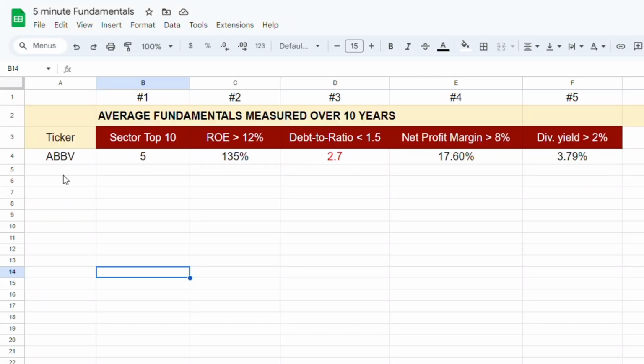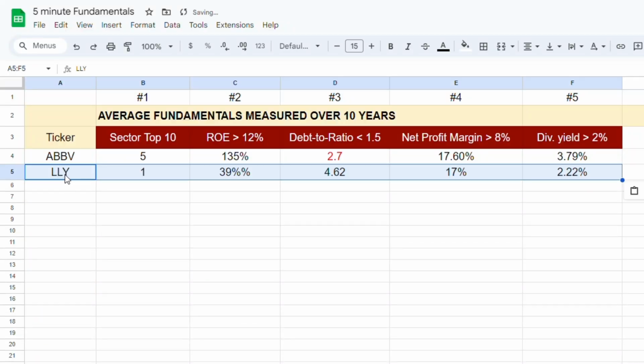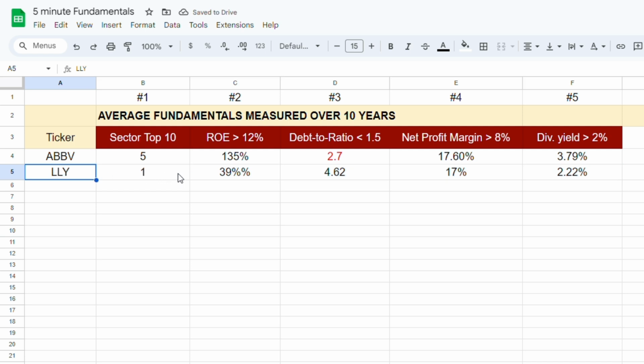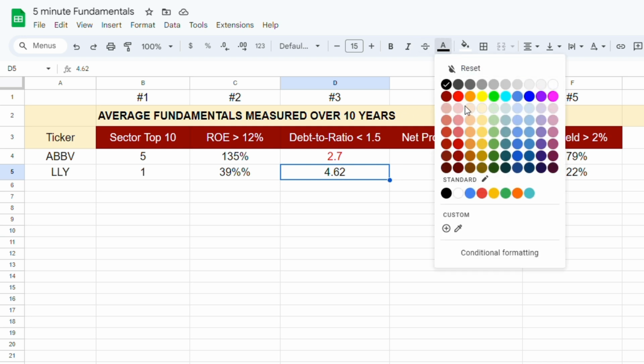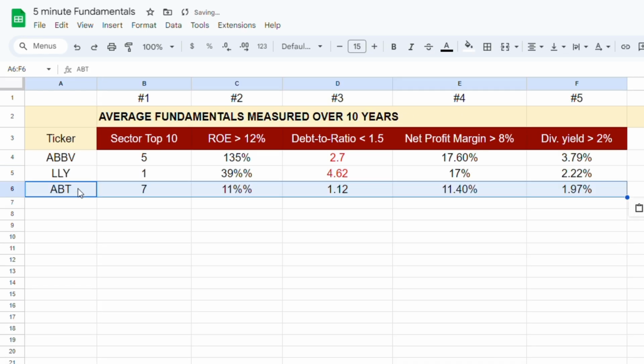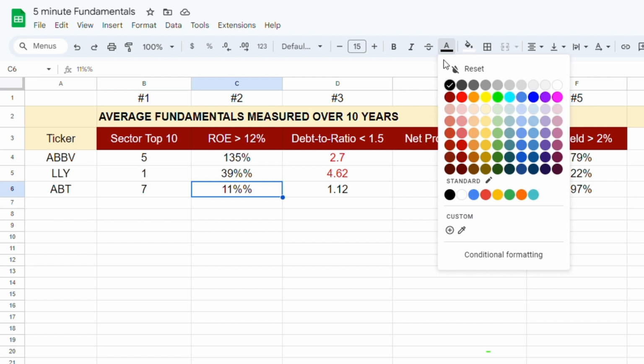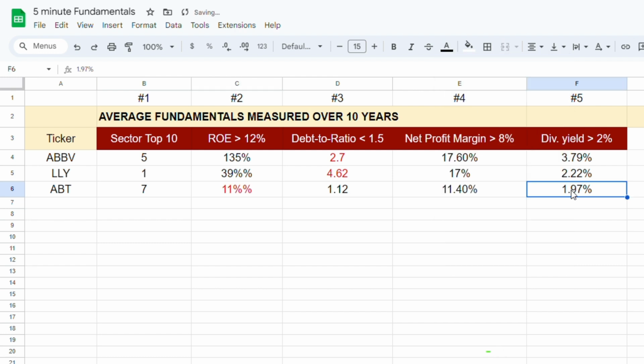To get a better idea of the parameters set, I will add to the table the data from the other two healthcare stocks. Eli Lilly LLY, like ABBV, has a high debt to ratio, but the other parameters are satisfactory. Also an interesting stock to invest in. To check, I'll add Abbott Laboratories ABT, which no longer has a debt to ratio problem, but instead has a low ROE and a low dividend yield. Here I would already pay attention and look deeper into the individual parameters.